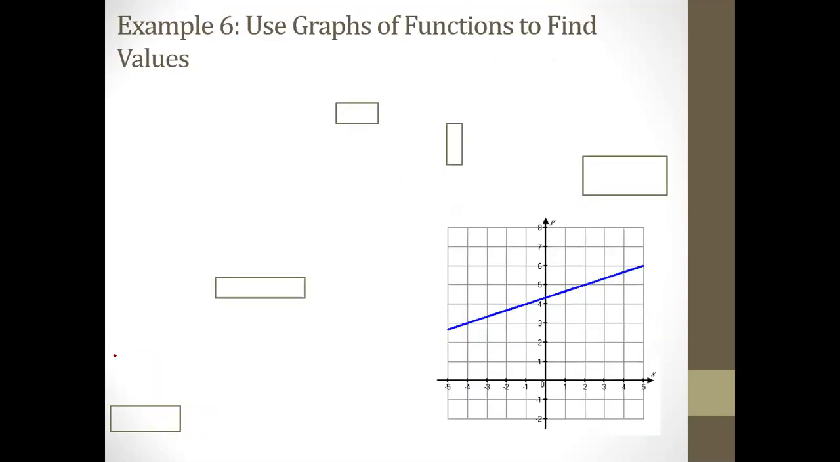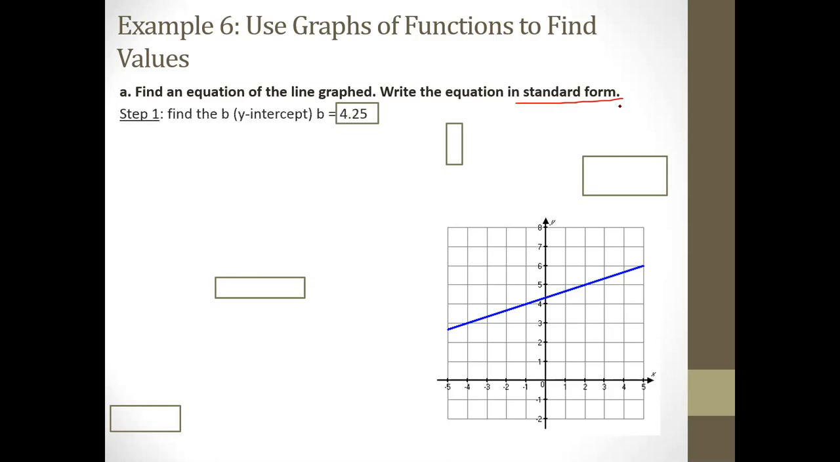All right, now we're going to use the graph to find values. Part A, we're going to find the equation of the line that's graphed. And then we're going to write that equation in standard form. Step 1, here's our graph. See this blue line in the bottom right-hand corner. You want to find the y-intercept, or b. So you want to know where that graph crosses the y-axis.